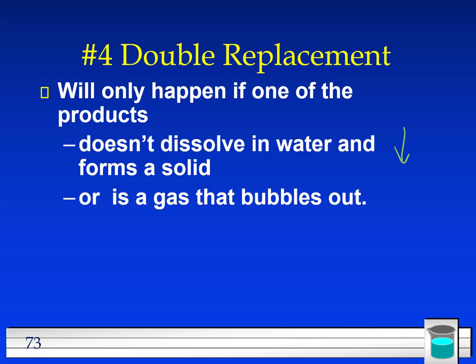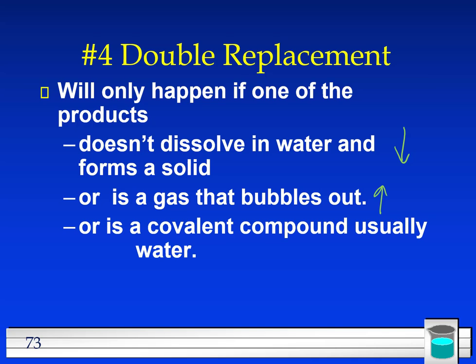It also will happen if it's a gas that bubbles out. These are the ones that they tend to use the up arrows for, instead of writing the letter G for gas, because it would make bubbles and they would leave. This one you're never going to see. You're never going to be able to predict.